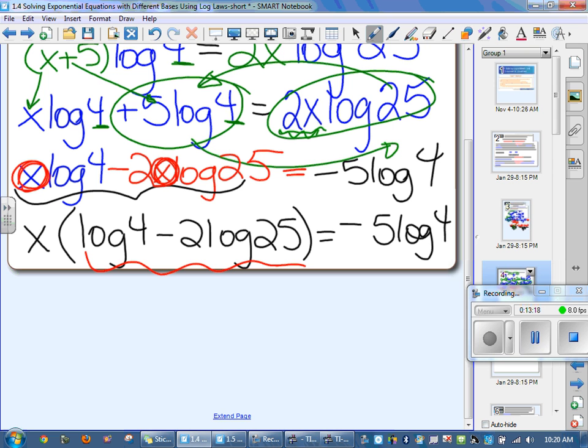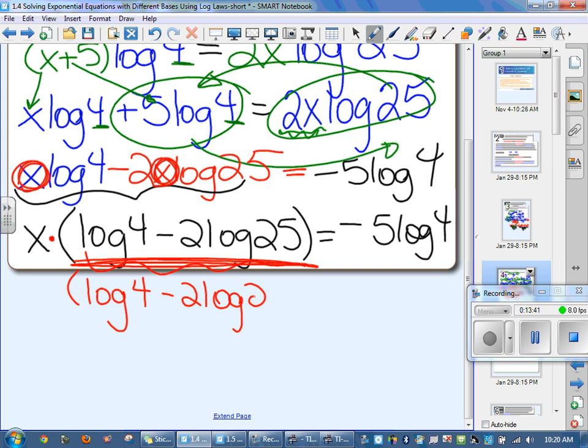Since I have to solve for x, and this is sitting side by side being multiplied, how do I solve for x here now? You divide it out. Yeah, you do. Okay, so we're going to draw a divide line. We're dividing both sides by this. So we're dividing by, in brackets, log 4 minus 2 log 25. Okay, the same thing goes over here. Divide by log 4 minus 2 log 25.